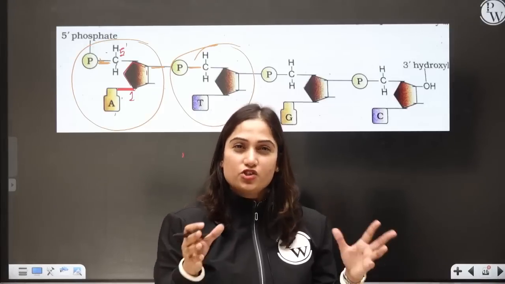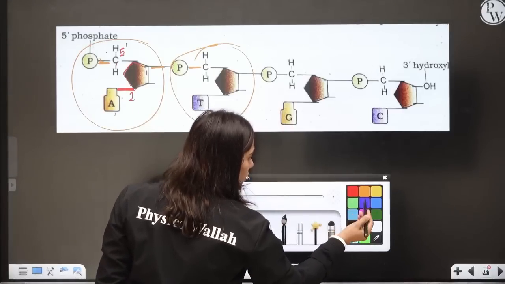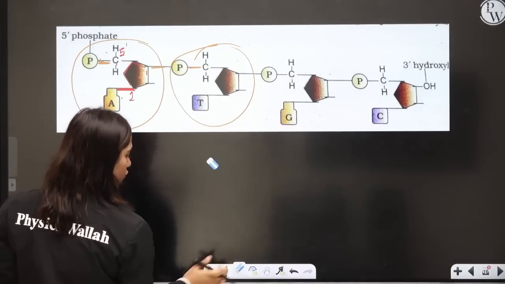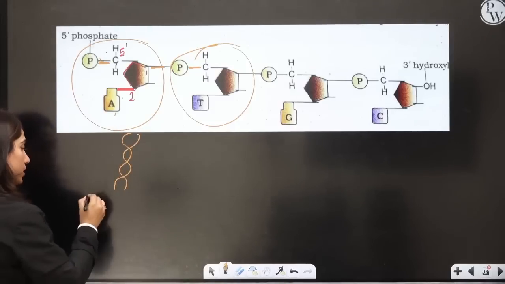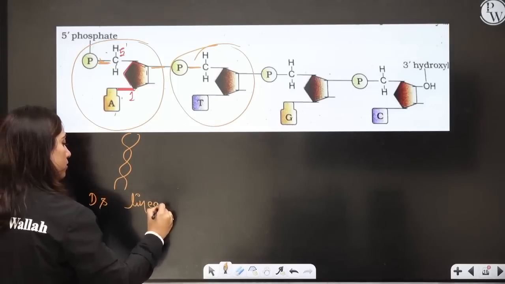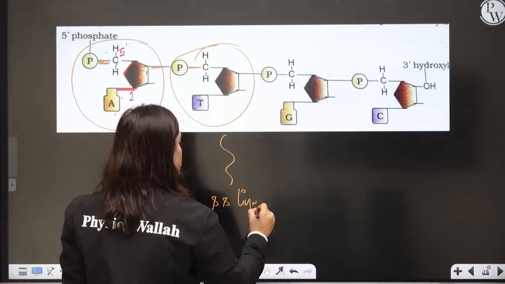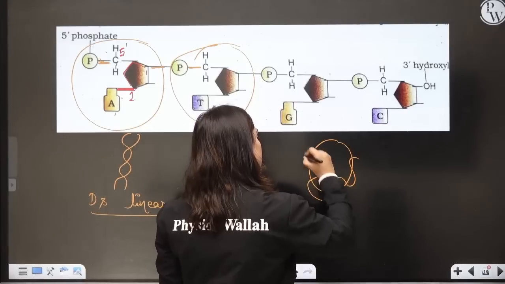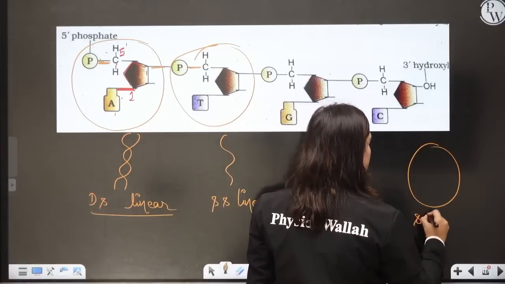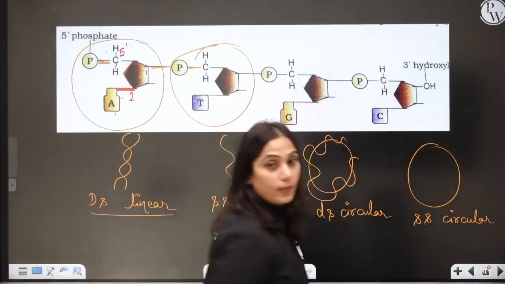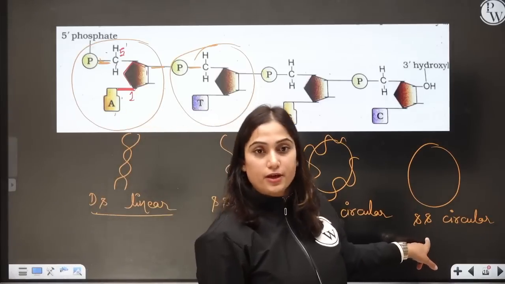So let's deduce a general formula for calculating the number of phosphodiester bonds. As we all know, we can have four types of condition in the DNA. That means the DNA can be double-stranded linear, single-stranded linear, double-stranded circular, or single-stranded circular. We can have these four conditions in the DNA.